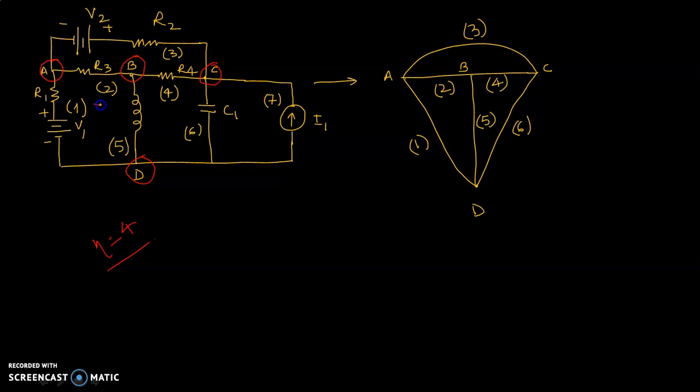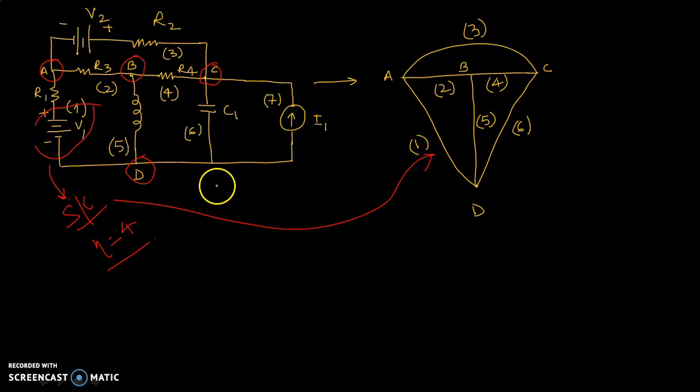A DC voltage source, or the voltage source, is shorted. When we draw the line or graph, it is shorted. It is short circuited in the graph. You can see here, it is short circuited.